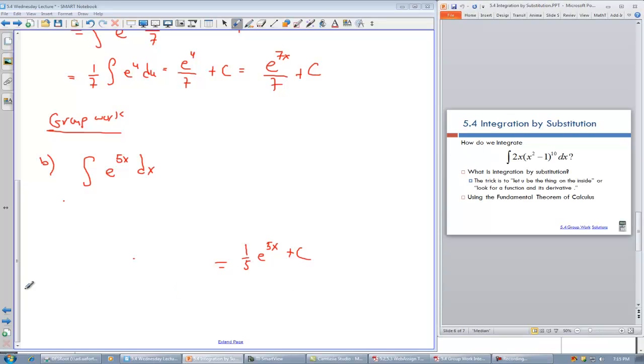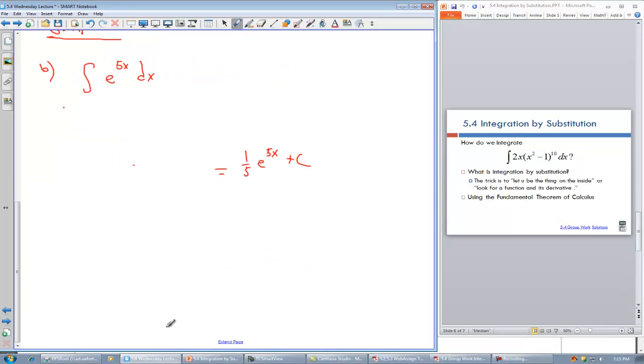And once you finish that one, you can continue on and try the next one, part C. All right, so try this one too. The integral of x divided by x squared minus 1 dx. And for this one, you should get an answer of 1/2 ln absolute value of x squared minus 1 all plus c. So pause the video and try these two, and then come back when you're done.